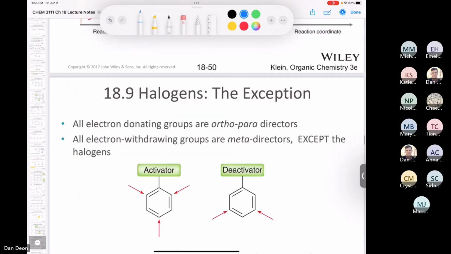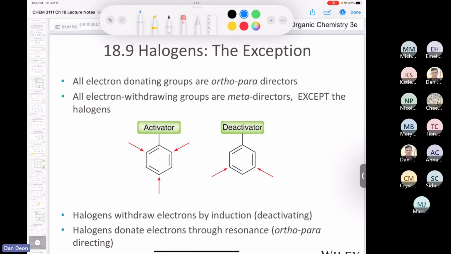All righty. So with that, we're going to get into the halogens, but first I think we should take a short break because the halogens are an exception. They're deactivating because they're electron withdrawing, but what we're going to see is that even though they're electron withdrawing and deactivating, they're actually ortho and para directors, and there's a very good reason for that.